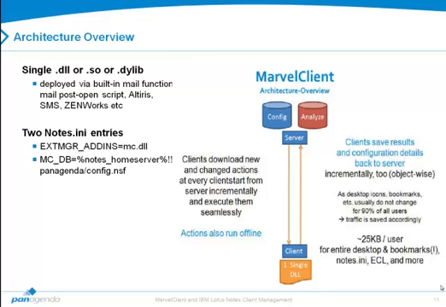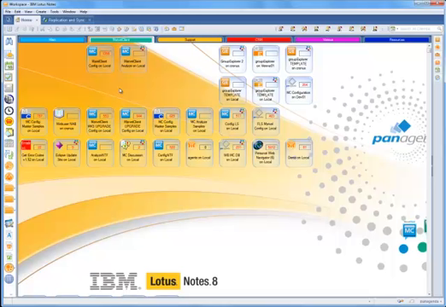Now on the server, and you can see this in the diagram on the right, all that's required are two databases. There are no tasks, add-ins, anything like that on the server. The MarvelClient config database is where all the actions are stored that your Notes clients are going to execute. And the Analyze database is what I'm going to show you next, which is where we store the Lotus Notes inventory. Now let me show you what our client inventory actually looks like in Notes.